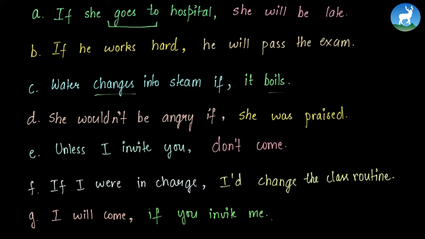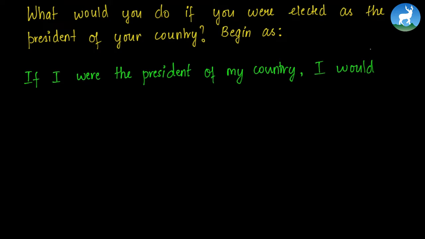So here we have come to the end of the practice portion. Now we will do a writing. The question says, what would you do if you were elected as the president of your country? Begin as, if I were the president of my country, I would. So we need to continue our points in this sentence. This is a second conditional form where we are imagining an unreal situation of being the president of the country.